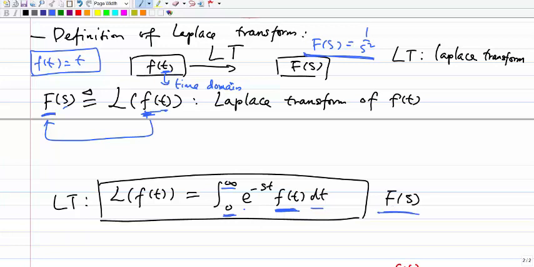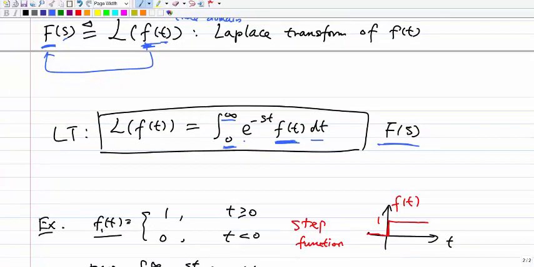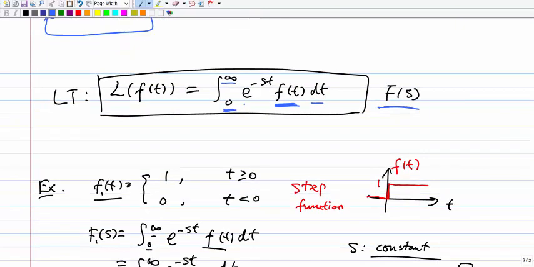Let's talk a little bit about an example. How do I compute this? Let's see how complex this would be. Let's say I have a function f which is given by this. This is called a step function, which means that when t is less than 0, it is 0, and when t is greater than or equal to 0, it becomes 1. So you jump up one step and stay there. It's called a step function.